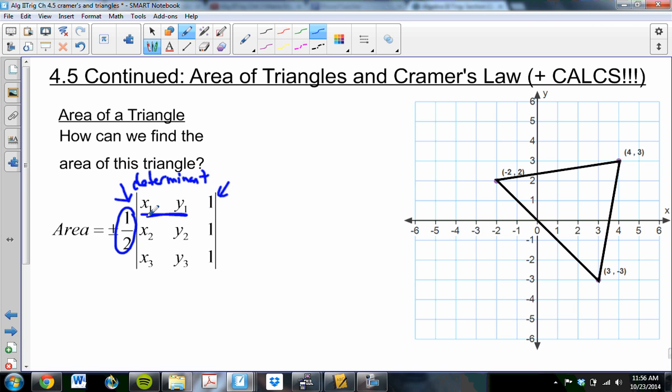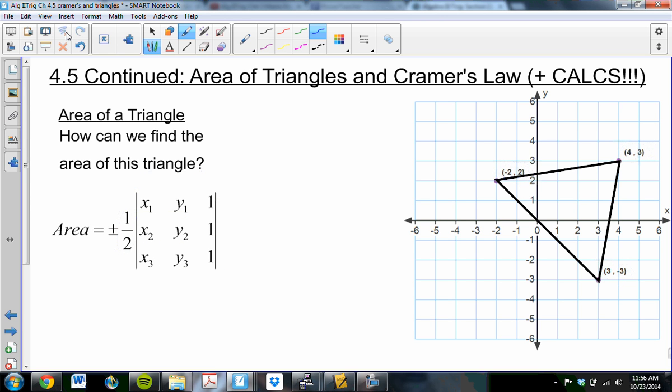This x1, y1 is like this point here. And this x2, y2 is like this point here. And this x3, y3 is like this point here. And this is just a column of ones. This column of ones will always be ones. They just act as placeholders. They give us a square matrix, a 3x3 matrix, so we can actually find the determinant.